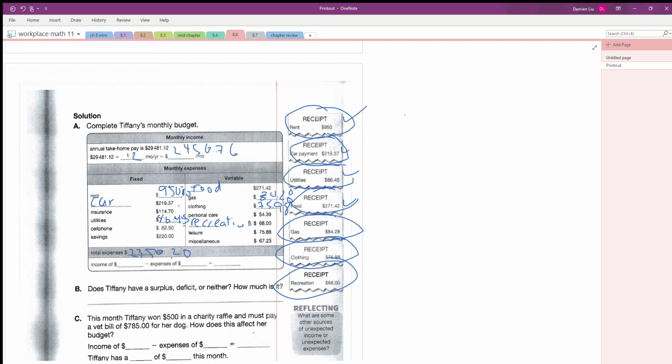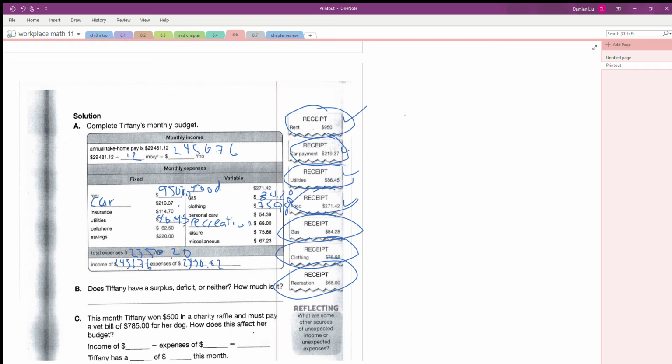Okay, so her income is $2456.76. And we're going to take away 2350.02.